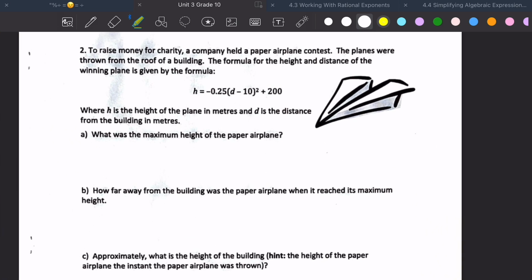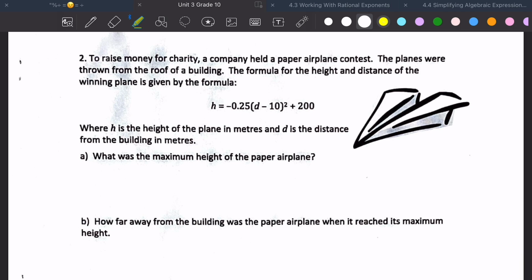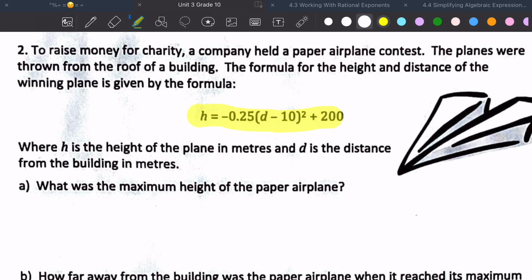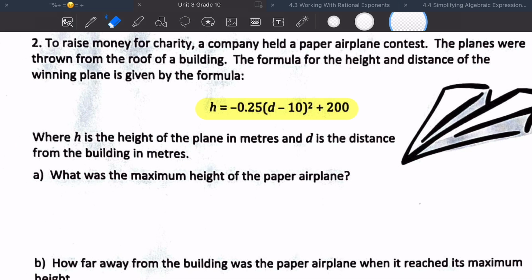Okay. And then last one, this one's another scenario, but it's the idea of you throwing a paper airplane out the window, and it's going to go up and down and model a parabola basically. It's saying to raise money for a charity, a company held a paper airplane contest. The planes were thrown from the roof of a building and the formula for the height and distance of the winning plane was modeled by this formula. H is equal to negative 0.25 times D minus 10 squared plus 200, where H is the height of the paper airplane in the air, and D is the distance from the building from which they threw it. So again, what is the maximum height of the paper airplane?